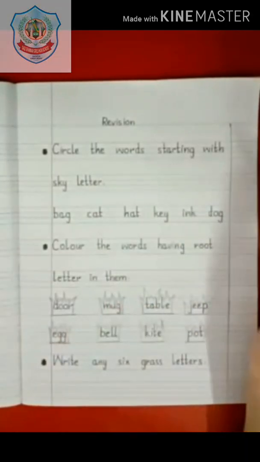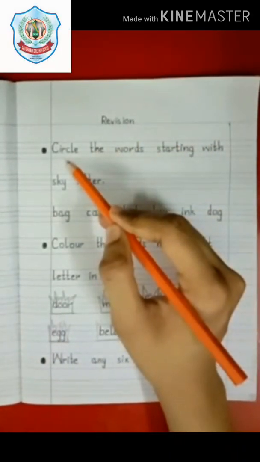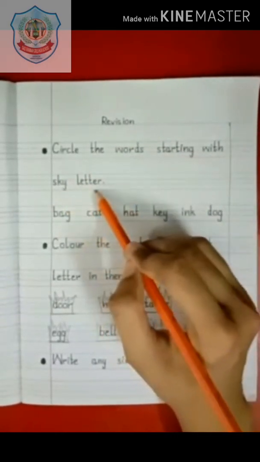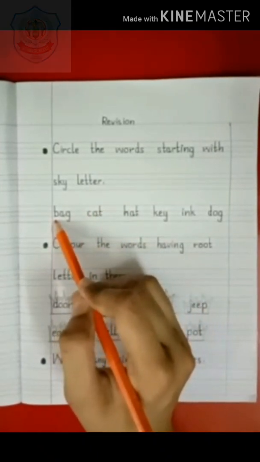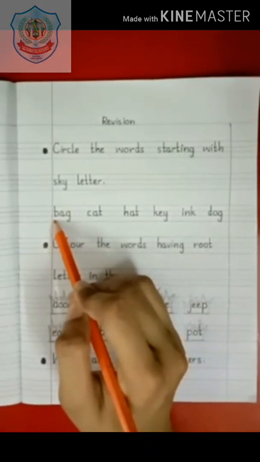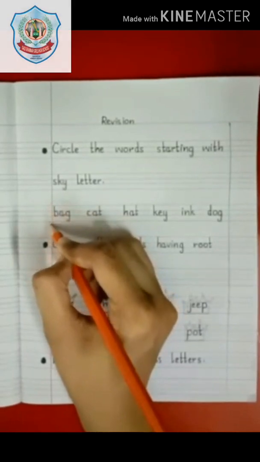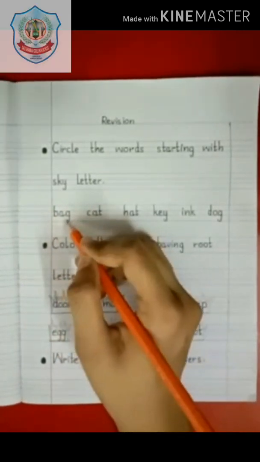Let's start an activity with me. Circle the words starting with sky letter. Look at the first word. The first word is bag. The starting letter of bag is sky letter. So we circle it. Students, B is a sky letter.